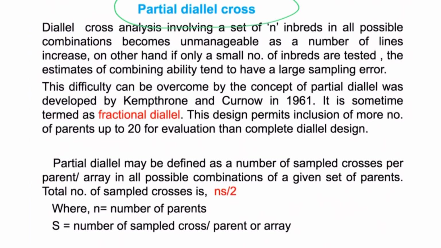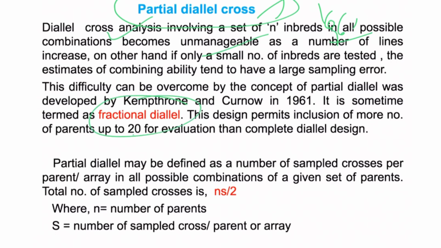Now let's talk about the partial diallel cross mating design. It was first developed by Kempthorne in 1957, and further elaborated by Kempthorne and Curnow in 1961. Okay. Now why are we using partial diallel crosses if we have complete diallel crosses, full diallel or half diallel? Diallel cross analysis involves so many cross combinations that it becomes unmanageable. So to overcome the problem of a large number of cross combinations and to manage such combinations, the concept of partial diallel arises. That's why we also call it fractional diallel.